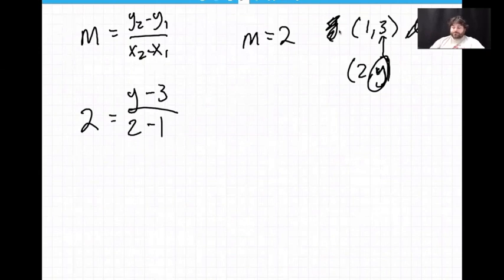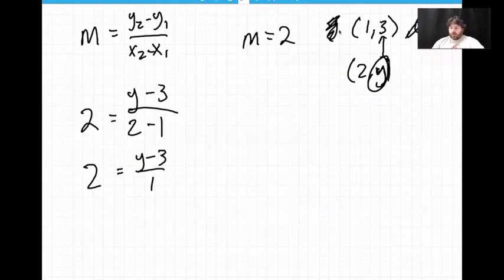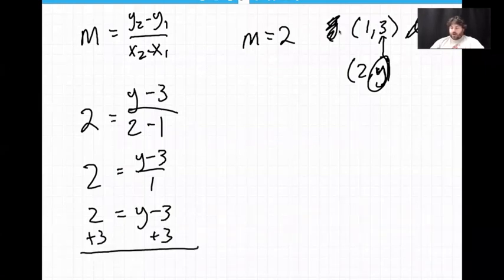Well, you could figure it out. 2 is equal to y minus 3 over 1. Y minus 3 over 1 is just y minus 3, because anything over 1 is just itself. Then you would add 3 to both sides, and you would get that y would have to be 5. So you could solve for an x or a y in this case as well.